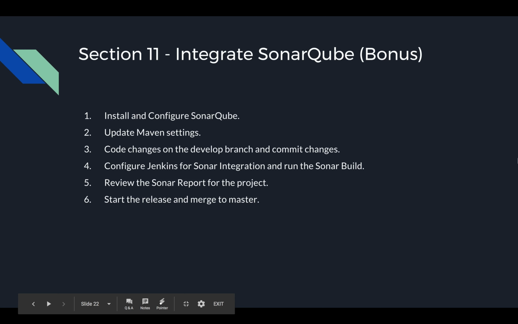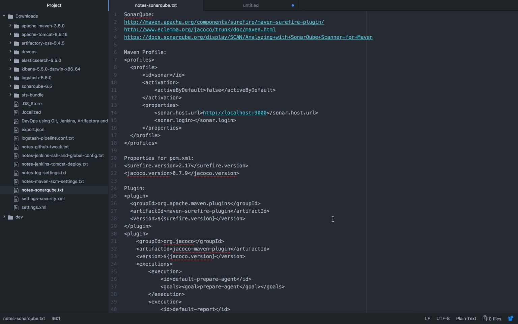Welcome back. So as we continue integrating SonarQube, in this section, we are going to look at updating the Maven settings. In order for Maven to talk to SonarQube, we need to add a Maven profile. So I'm going to head over to the Atom editor, and we are going to add the Maven profile as defined here. So basically what it ensures is that when you do run the build, it's able to talk to the Sonar instance that's running on port 9000.